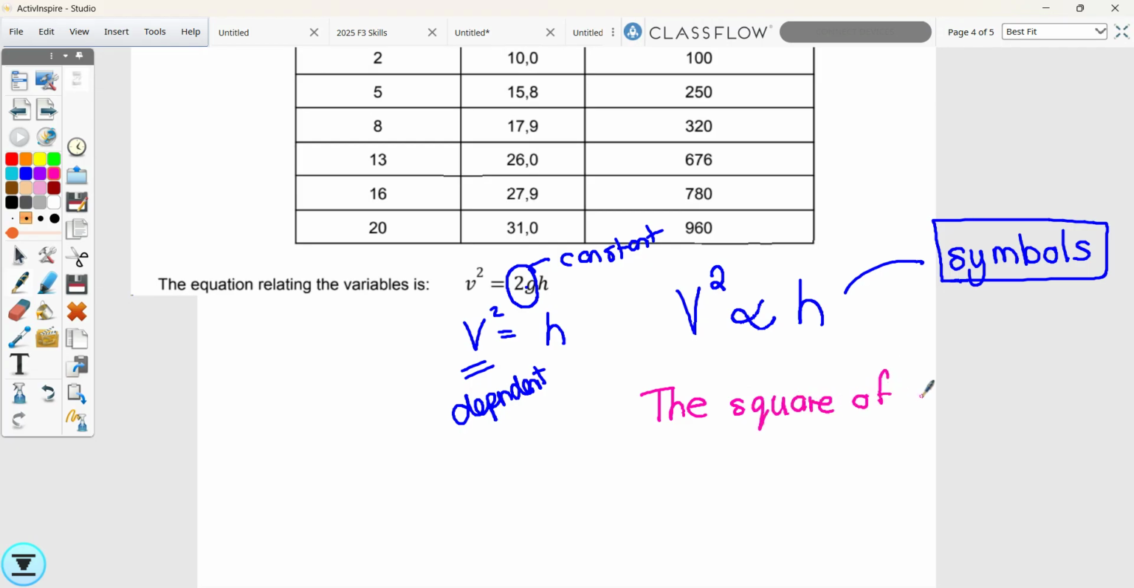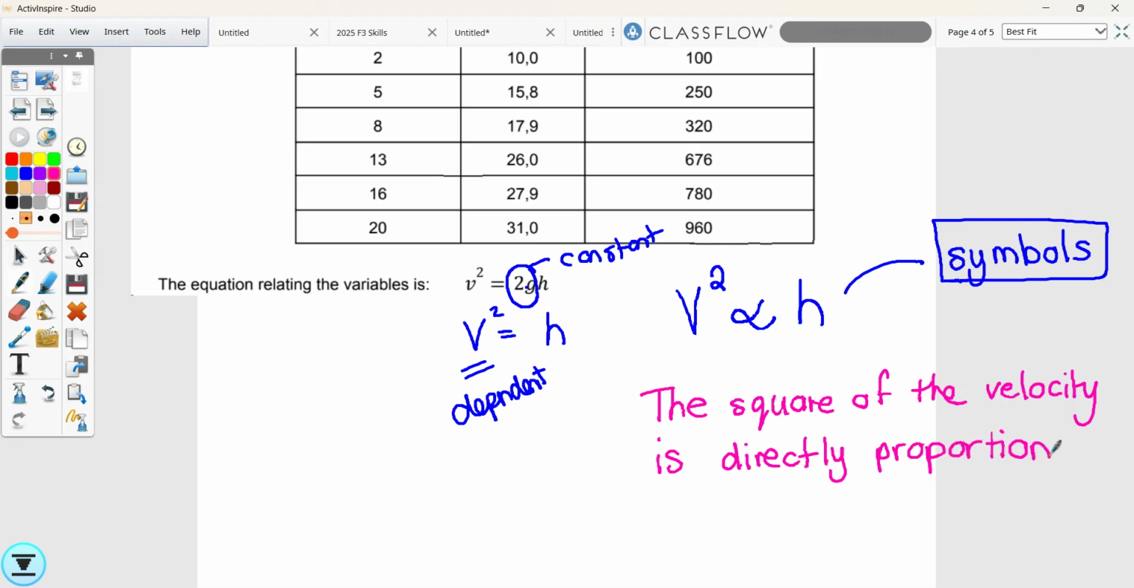This is math. So when you say it in words, I can say velocity squared is directly proportional to height, or the square of the velocity. Guys, you're never going to say inverse square proportion or square direct proportion. You just say what the value is: the square of the velocity is directly proportional to the height. Never use that in your words. I know it's in your book, but you don't say it in the test.